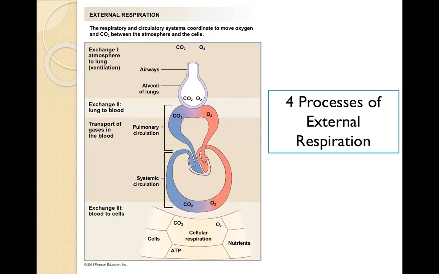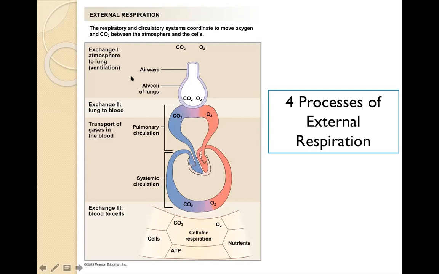So the first thing that's involved in external respiration is the movement of gases from the atmosphere into the lungs, or from the lungs into the atmosphere, both directions. So if we're talking about air coming into the lungs and into the small airways, that's going from the external environment into our small airways. So we're having oxygen in there, and that's the first exchange, atmosphere to lung. And that's sometimes referred to as ventilation. So our exchange one is ventilation.